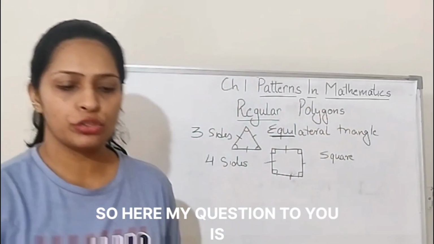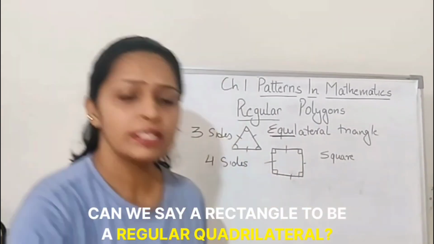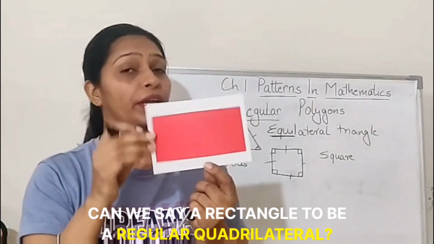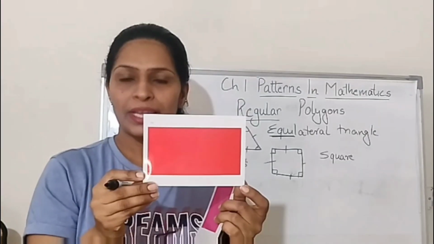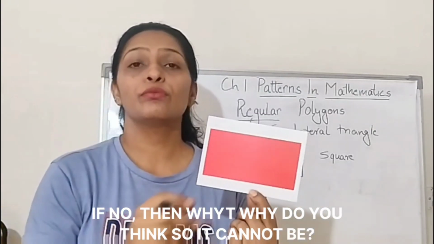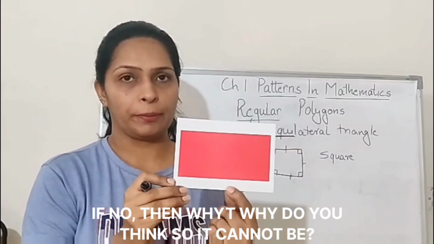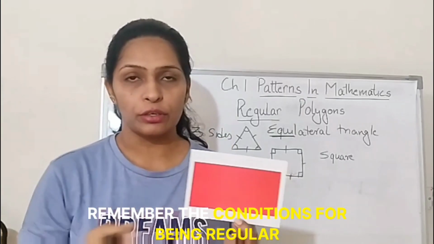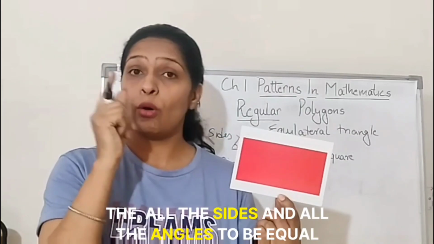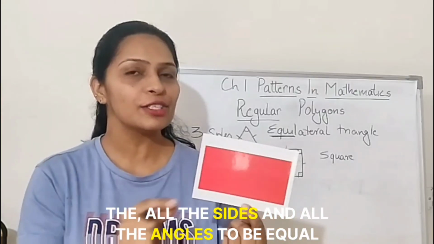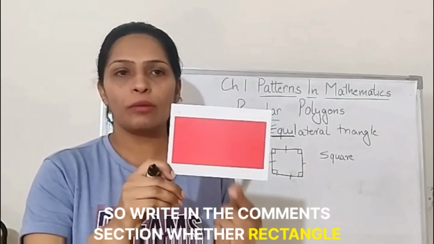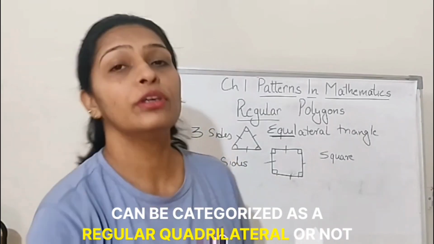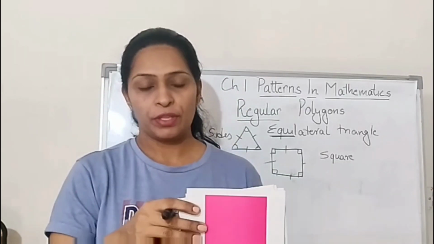So here my question to you is, can we say a rectangle to be a regular quadrilateral? If no, then why do you think it cannot be? Remember the conditions for being regular. For being regular, all the sides and all the angles are to be equal. So write in the comment section whether a rectangle can be categorized as a regular quadrilateral or not.